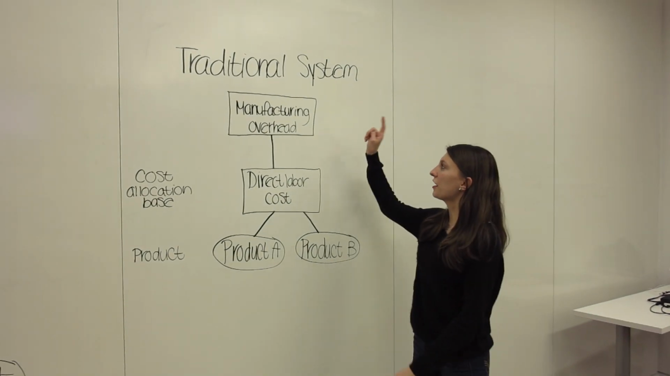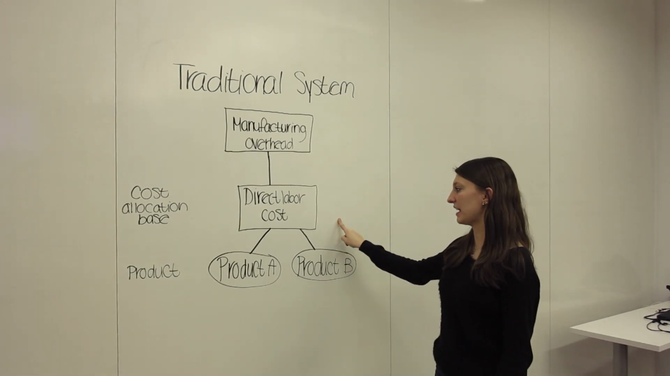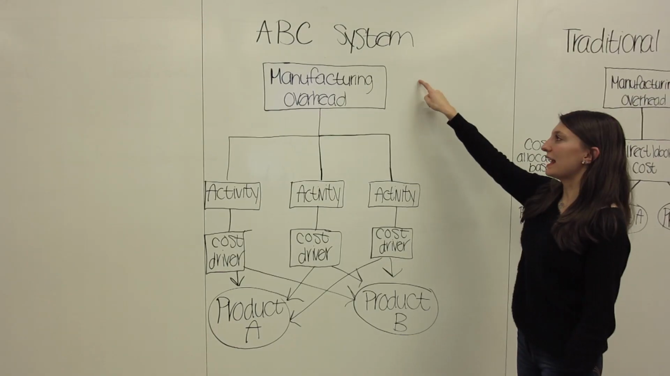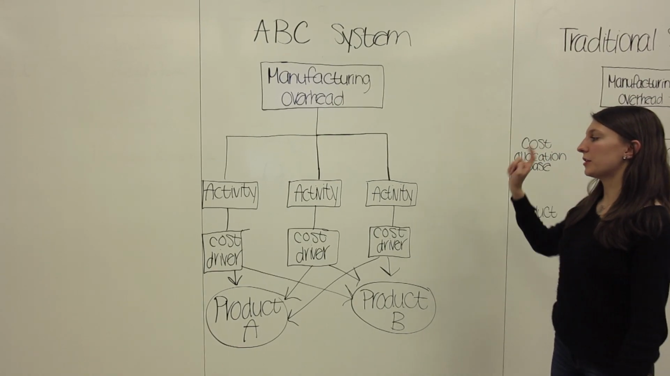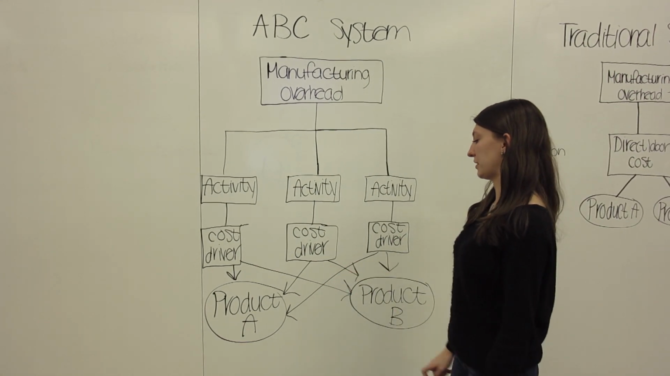So this is a chart of the traditional system, and as you can see, there's only one cost allocation base, and it is allocated to each product. This is the ABC system, and as you can see, there's multiple activity rates and multiple cost pools, and they allocate to each product based on how much they use.